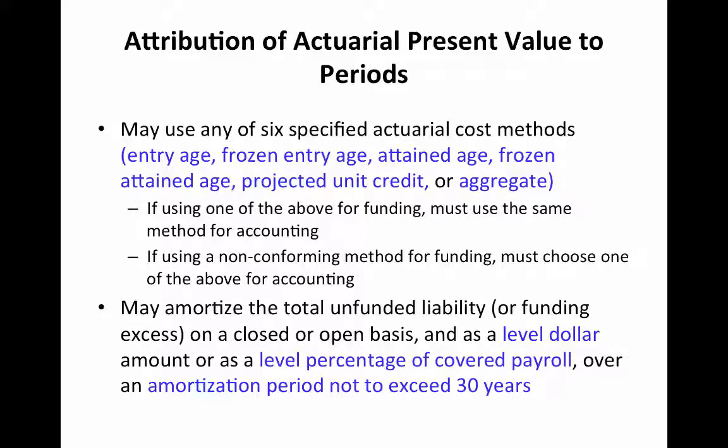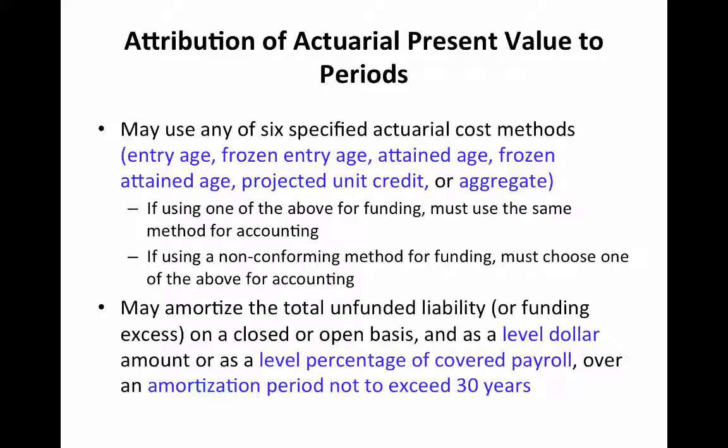So now you have the actuarial present value, those projected benefit payments in today's dollars, and a government then uses one of 6 allowable actuarial cost methods to allocate some of that present value to past periods of service and some of it to future periods of service. And that may be done on an open or closed basis as a level dollar amount or a level percentage of covered payroll.